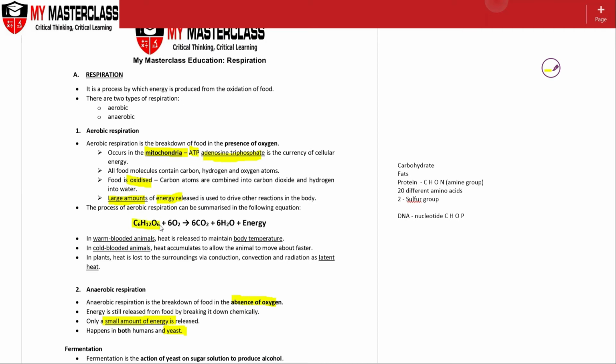So you have got glucose here, which is the main source of energy in mammals, oxidized due to the presence of oxygen, which is why aerobic respiration requires it to happen in the presence of oxygen. So you produce carbon dioxide, water, and a large amount of energy.